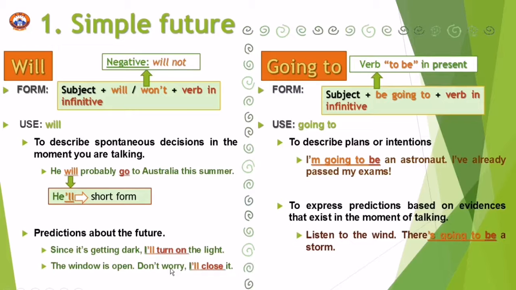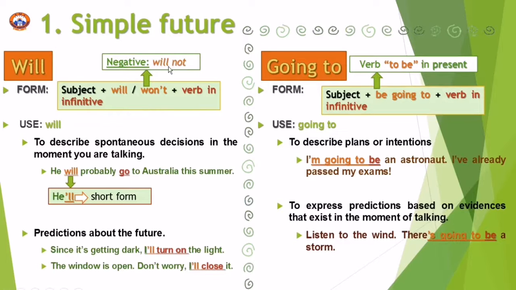Again, if I say to you, it will rain, this is a prediction but without evidence. I can't say it's windy, it will rain, because this is an evidence. So when I want to predict again without any evidence, I'm going to use will. And I can use will also to make an offer, suggestion, okay, for someone.